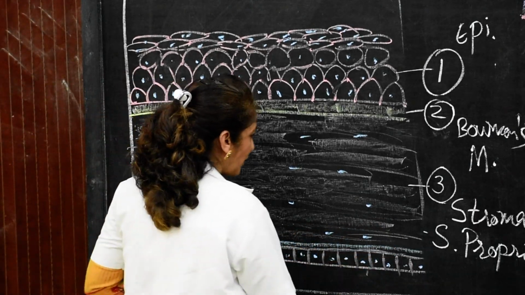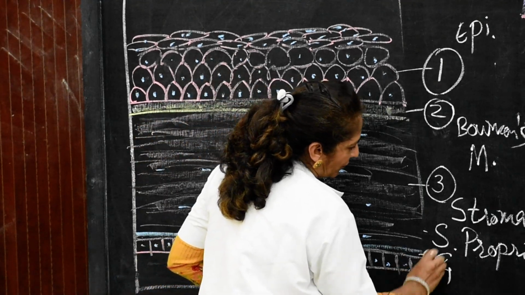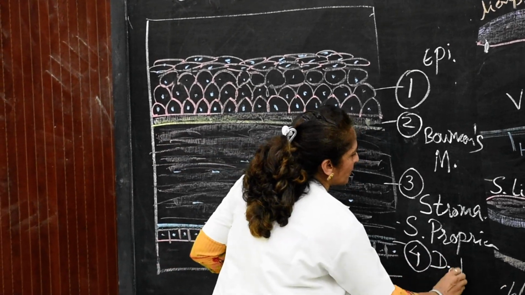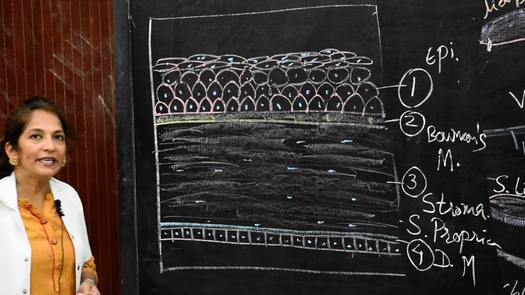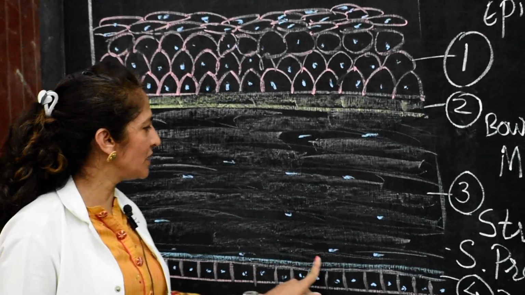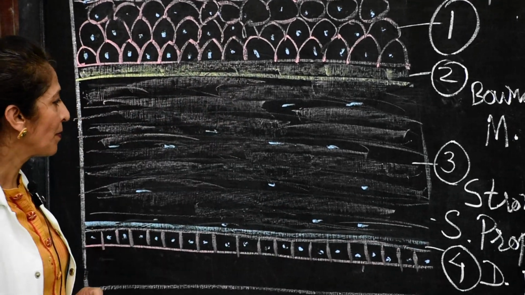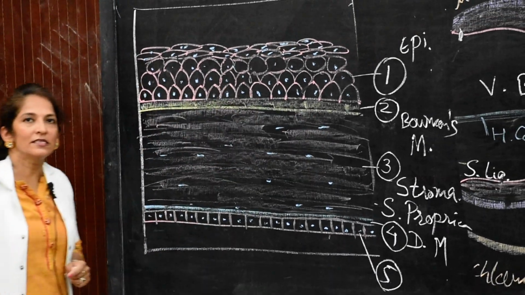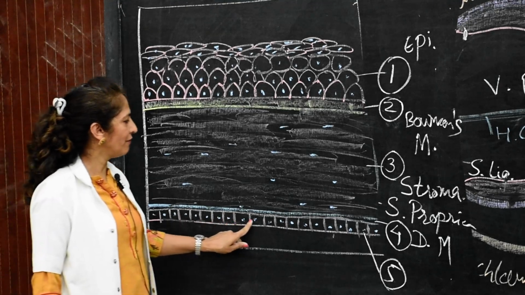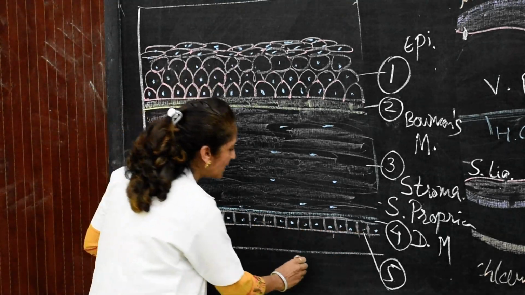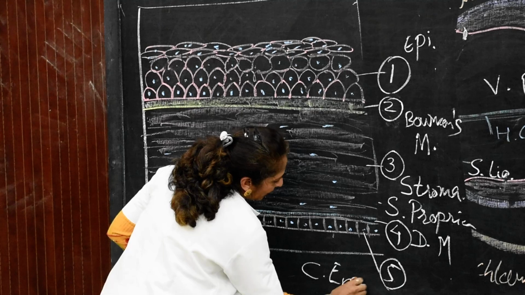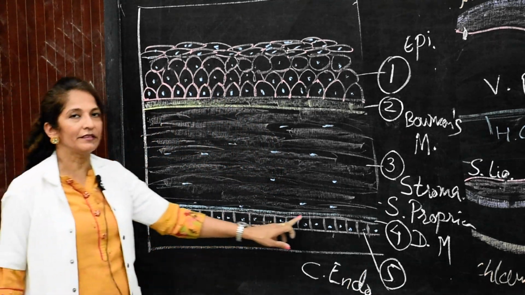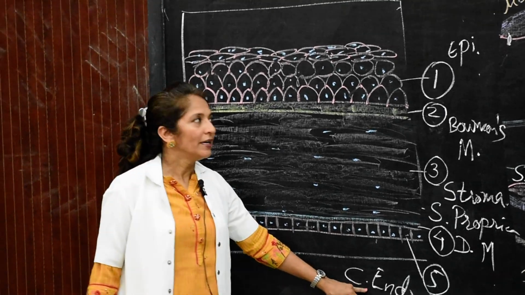Deep to the corneal stroma, fourth layer is Descemet's membrane. Descemet's membrane is also a homogeneous membrane-like structure. And the last layer, the innermost layer, made of low cuboidal or flattened cells, is known as corneal endothelium. Because it is made up of epithelium, it is known as corneal endothelium.